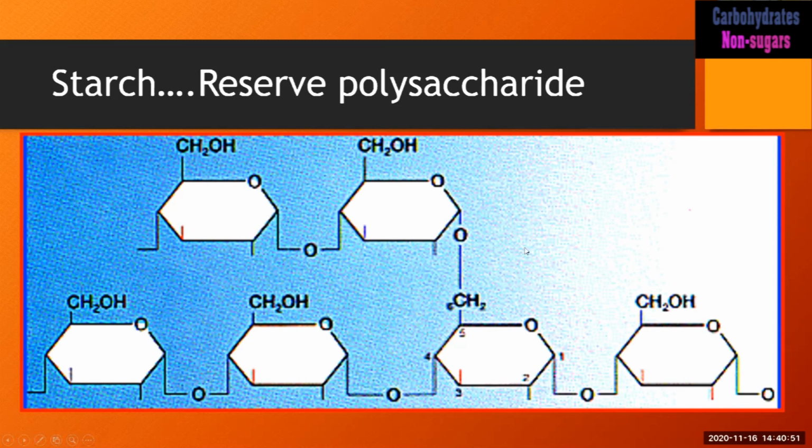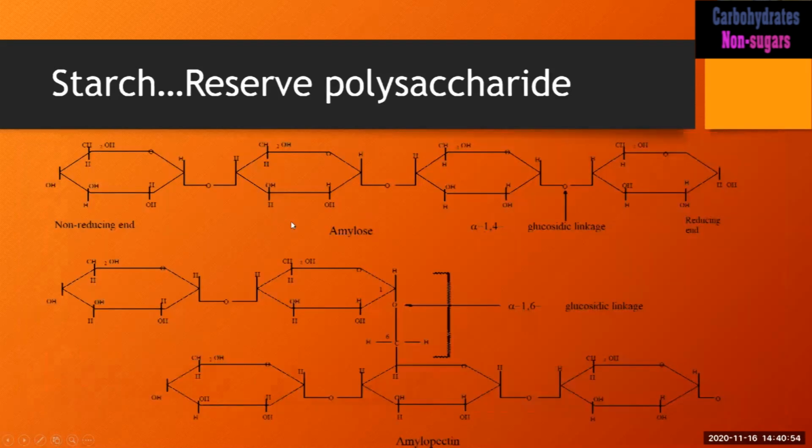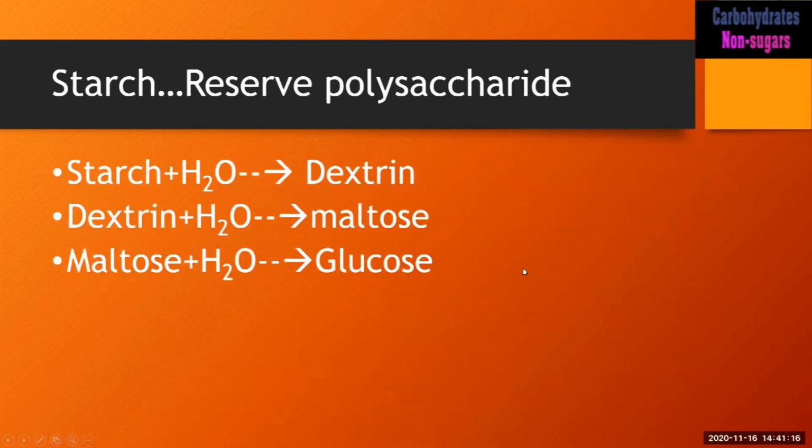Starch is known as a reserve polysaccharide. In a little more detail, this is the amylose structure of the starch, and this is the branch structure, branching at carbon number 6, linked with carbon 1 of the glucose as a side chain. It is an alpha-1,4 glucosidic linkage because it's a glucose molecule. Starch is hydrolyzed into dextrin, then dextrin is hydrolyzed into maltose, and then maltose is hydrolyzed into glucose. This is how starch is converted into glucose.